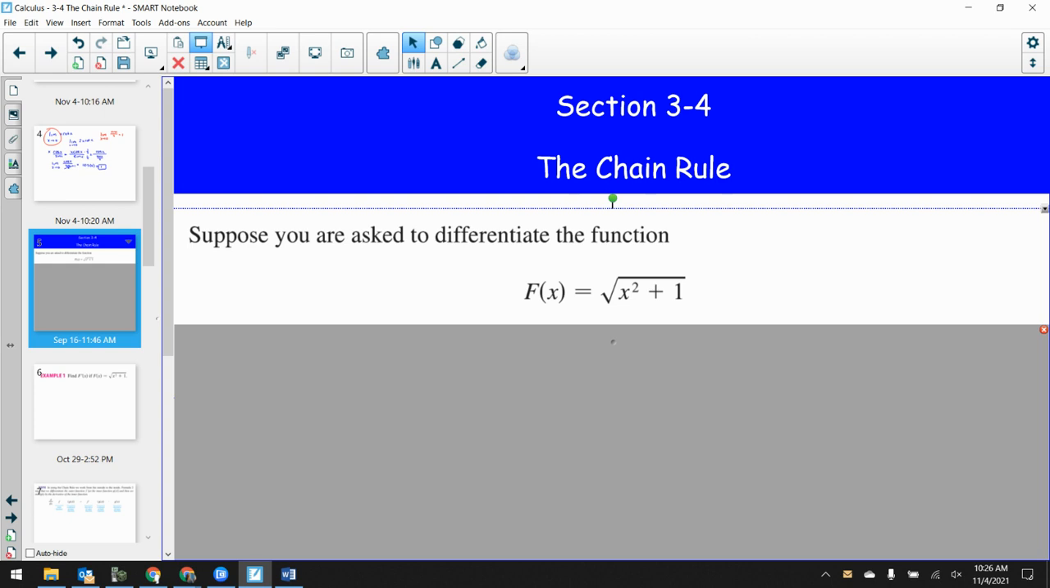I could rewrite it, maybe that might help us: x squared plus 1 to the 1/2 power. So maybe I do the power rule where I bring down the 1/2 and then bring the power down a whole unit. But then what happens with this x squared plus 1? Do I find the derivative of that? What do I do here? So we will need the chain rule to differentiate things like this, where I almost have a composition. That's really what the chain rule is for: whenever you have a composition of functions and you want to find the derivative of a composition.